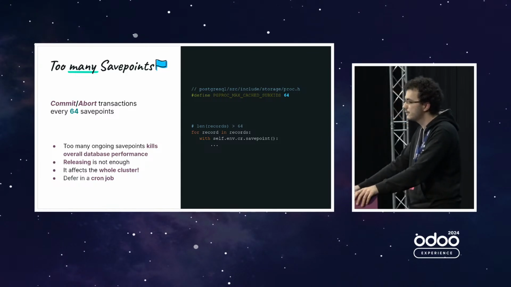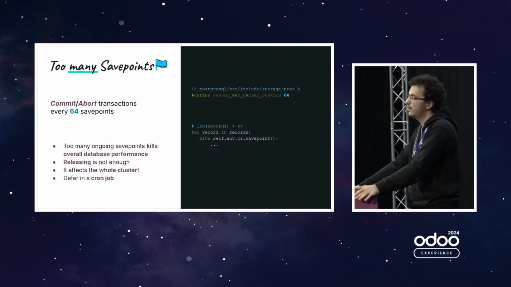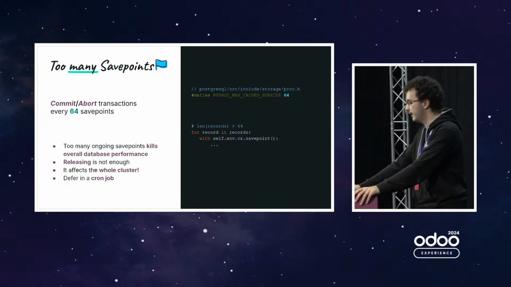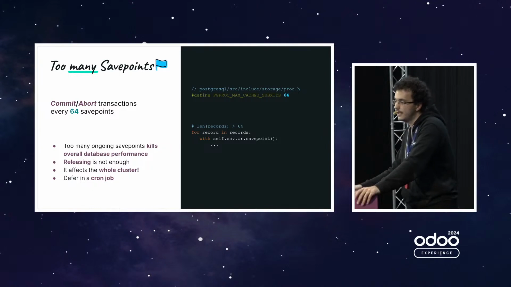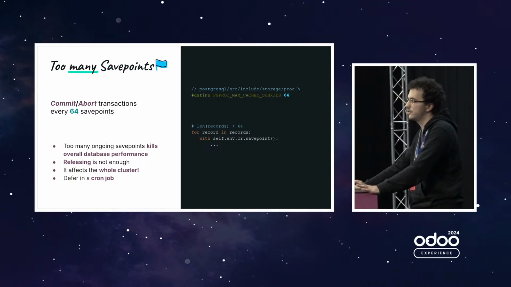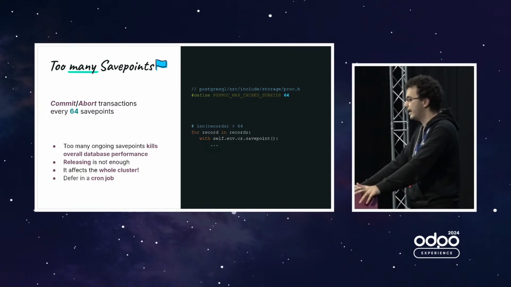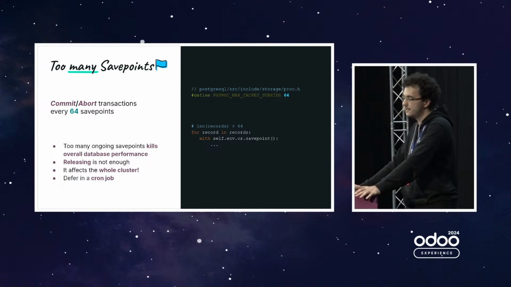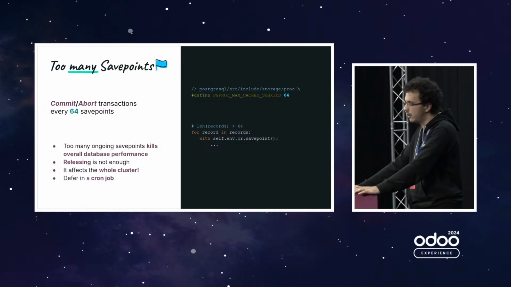What do I do about it? You can either commit or abort every 50, 64 save points at your own discretion. Now you say, okay, but I don't want to commit my transaction mid-transaction because maybe the data is not in a consistent state. Then the idea is, whatever business case you're covering with your save point, defer it to a job, a cron job.